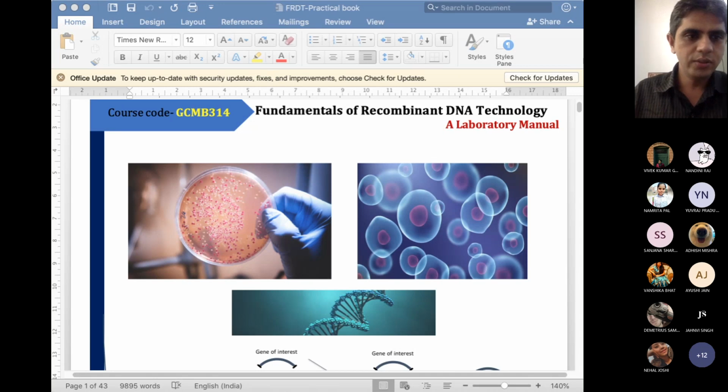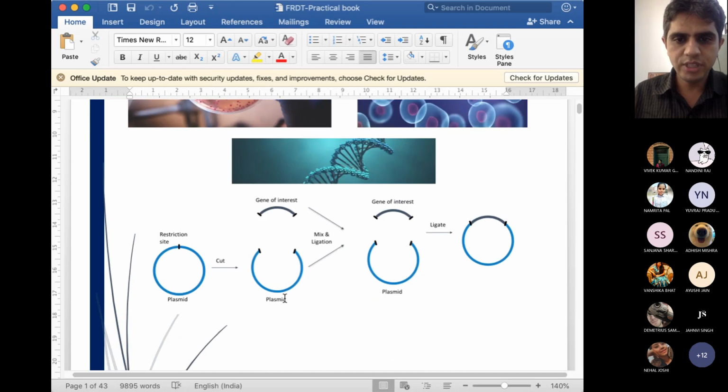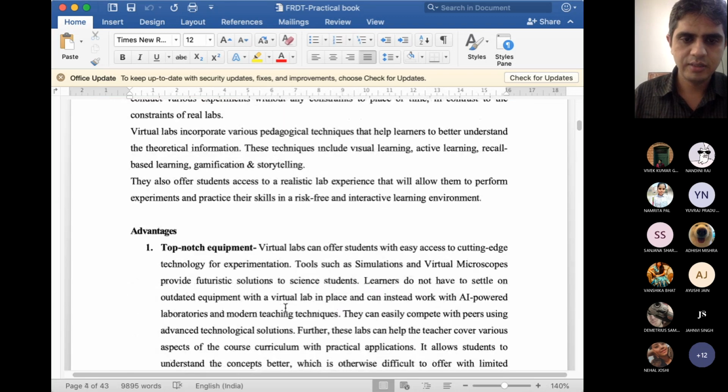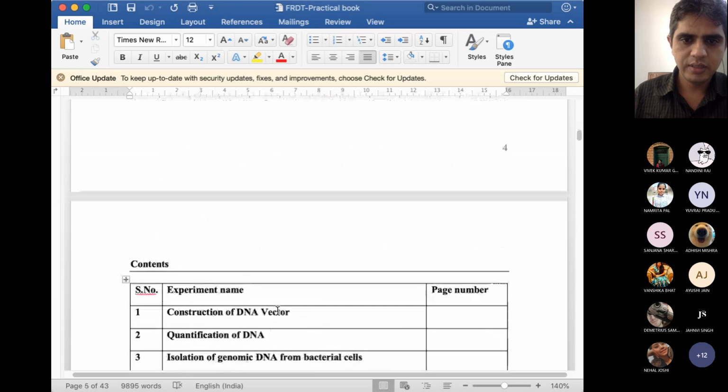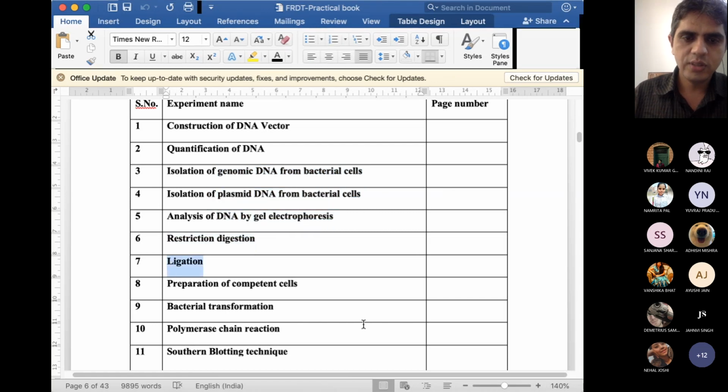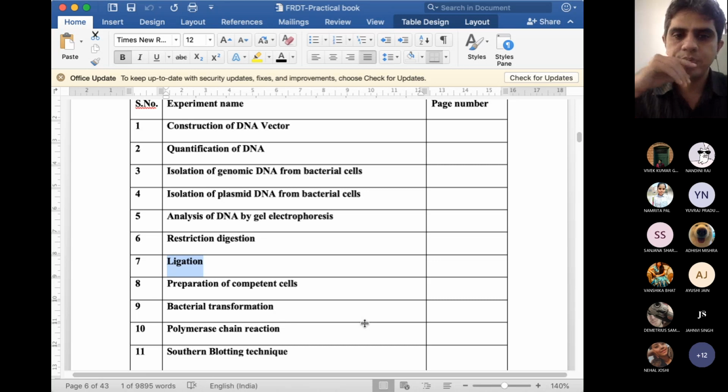Okay, so as a part of our laboratory session, what we have done: we have done vacuum, isolation, electroporation, and transformation. Okay, so next is the ligation that we have to do.